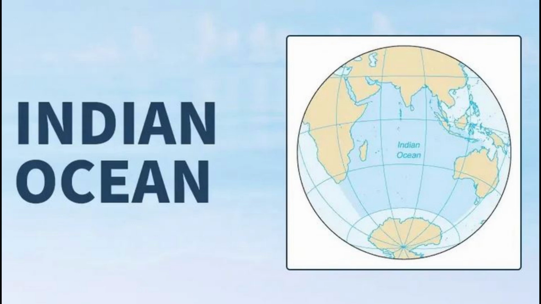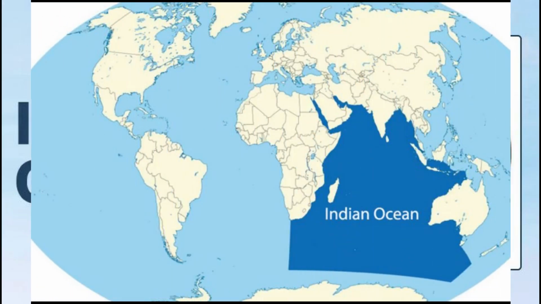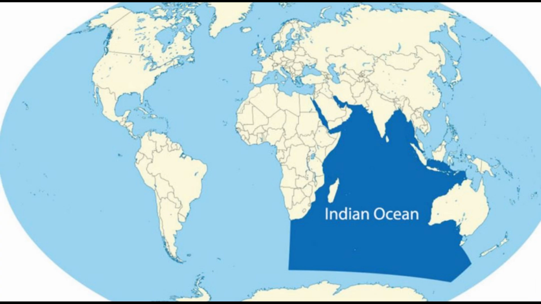For centuries, it has played a central role in global trade, cultural exchange, colonization, and geopolitical strategy. The Indian Ocean includes several important seas, gulfs, bays, and straits that connect major regions of the world. Notable bodies of water within it include the Arabian Sea, the Bay of Bengal, the Andaman Sea, and the Red Sea. It also connects to the Mediterranean Sea through the Suez Canal and to the Pacific Ocean through the Strait of Malacca. Other important straits include the Strait of Hormuz and the Bab el-Mandeb, which serve as critical maritime choke points for global oil transportation and international trade.